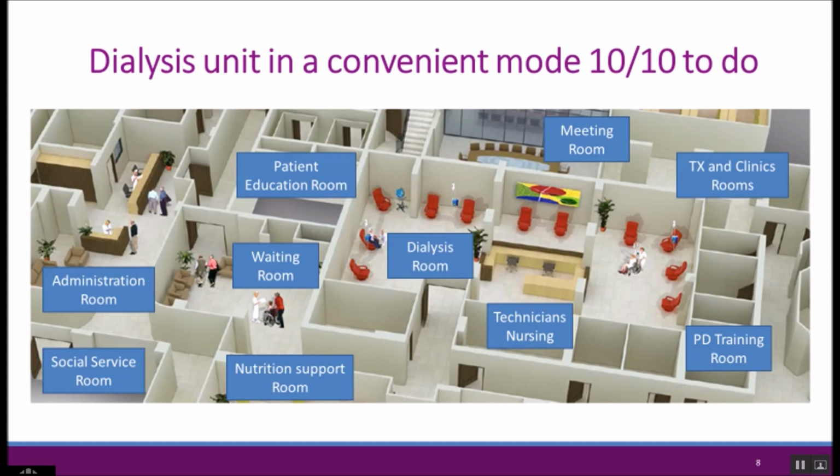The structure of the hemodialysis unit is important because at least 10 points should be fulfilled in each dialysis unit. You need an administration room, educational room, waiting room, nutritional support, social support, technician and nursing rooms, meeting rooms to discuss each individual patient at risk. We also have encouraging transplantation clinics and the PD training program.